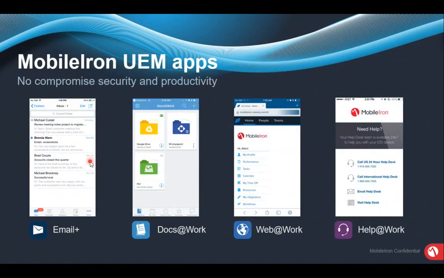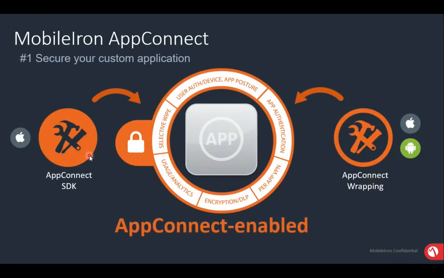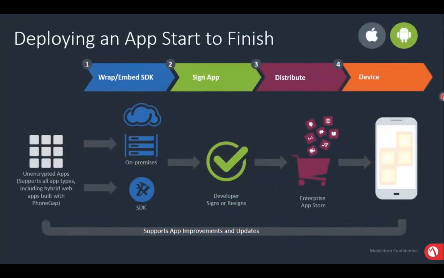So this is the quick view of the UEM AppConnect apps: Email Plus, Docs at Work, Web at Work, and Help at Work. When I talk about AppConnect, it's an SDK from MobileIron, which can be enforced, or you can use it on your in-house developed app for iOS and Android. There is an SDK available for iOS and Android, where the developer can use this wrapper, whether it is an online tool or offline tool, wrap it over their application, then resign it, then publish into their enterprise app store. So this is the life cycle of how an in-house application can be made AppConnect enabled.